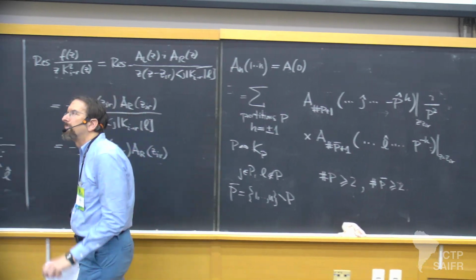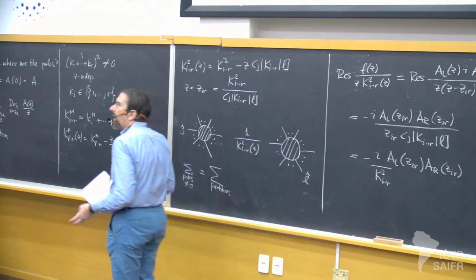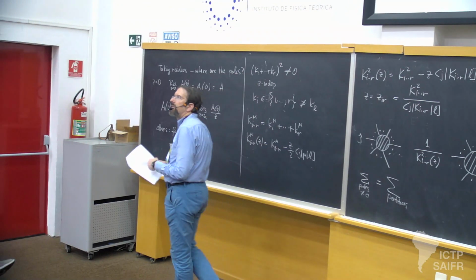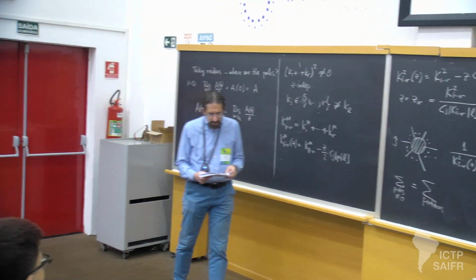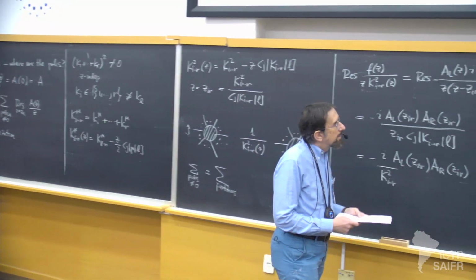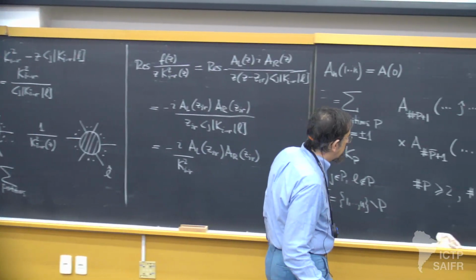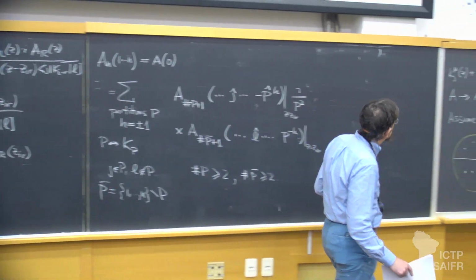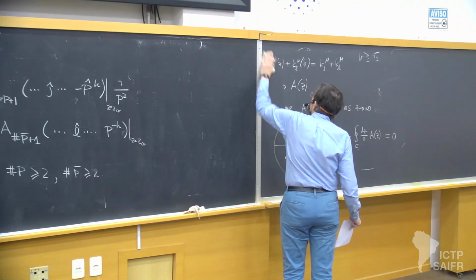So these are now simpler objects. We've taken some n-point amplitude and written it in terms of a sum of smaller amplitudes. And there are a number of comments that I should make.